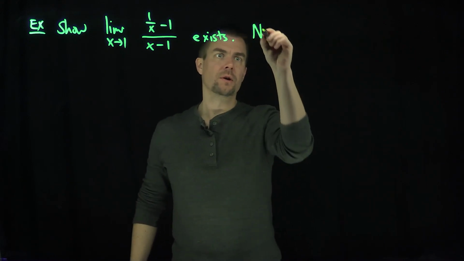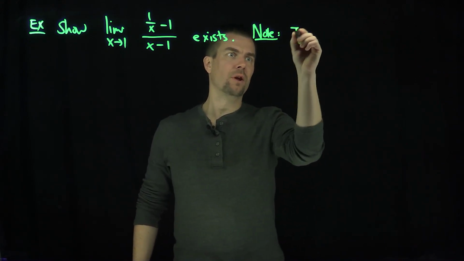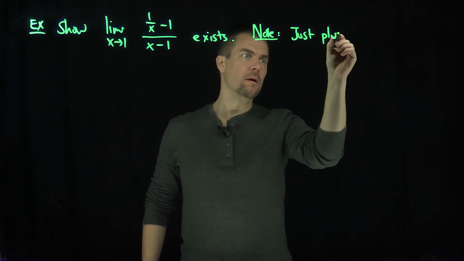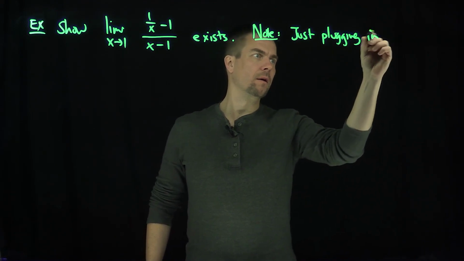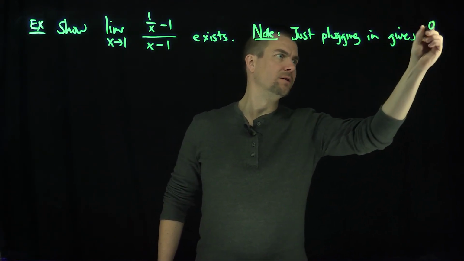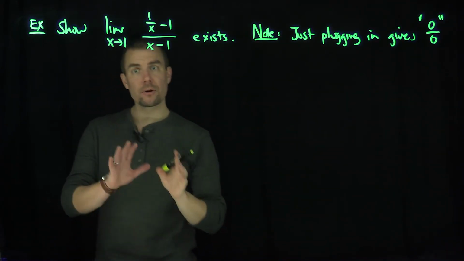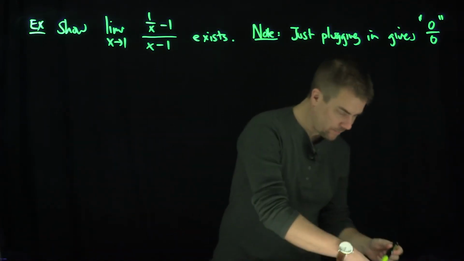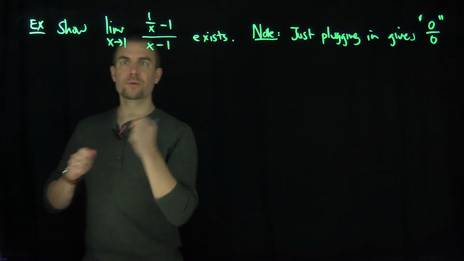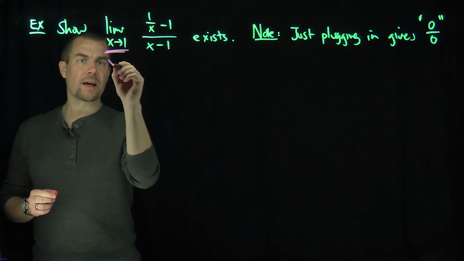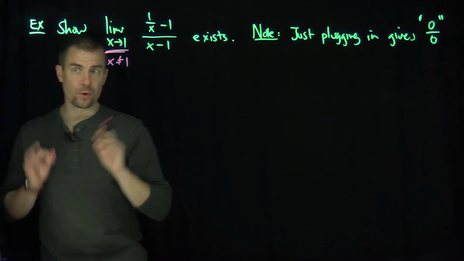So just as a note, just plugging in gives 0 over 0, which is an indeterminate form. However, let's algebraically modify this function. As x goes to 1, the limit implies automatically that x is not allowed to be equal to 1 when we do limits.